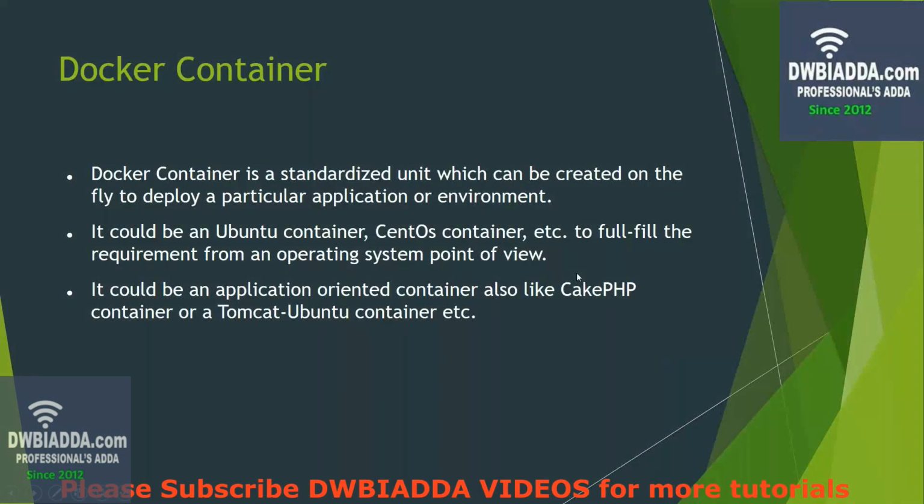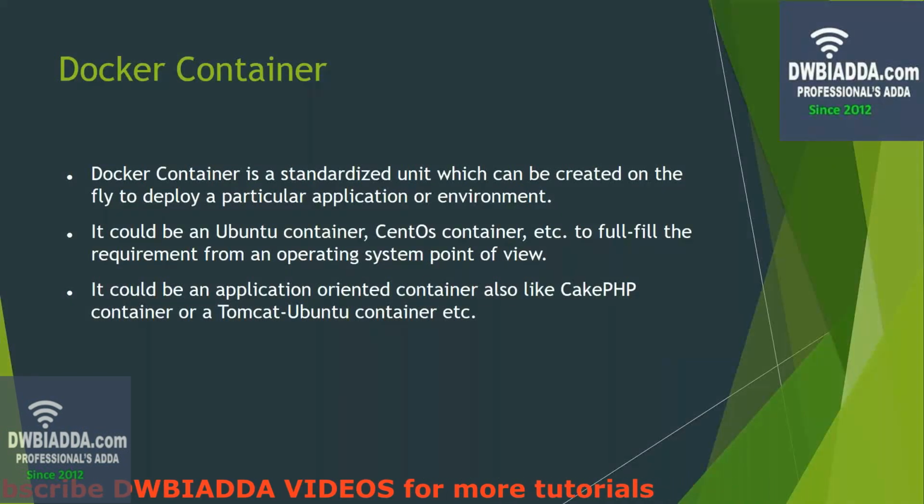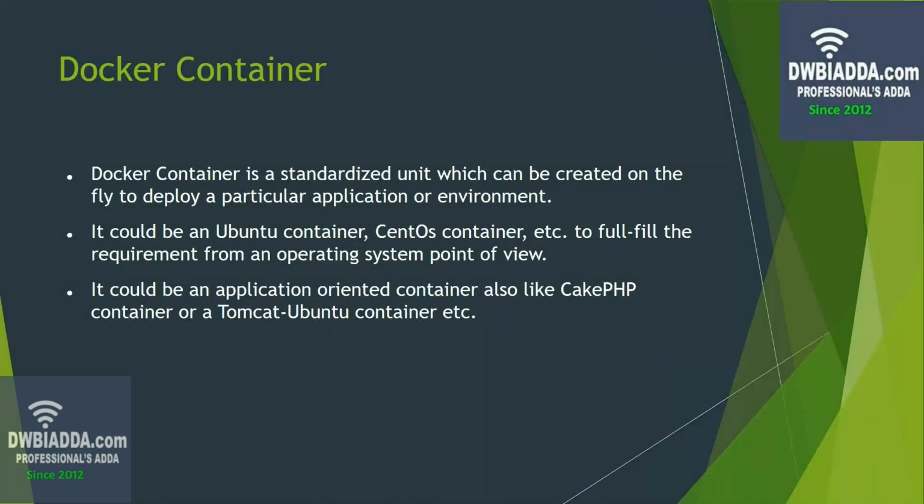Now, there could be many types of operating systems on which we can deploy our applications in Docker. For example, we can use Linux systems, CentOS, and also Windows operating systems. And there is no barrier in using applications of different languages like Tomcat, Ubuntu, CakePHP. So for each language in which the code is written for the application, we can choose the specific type of container for our application to be.